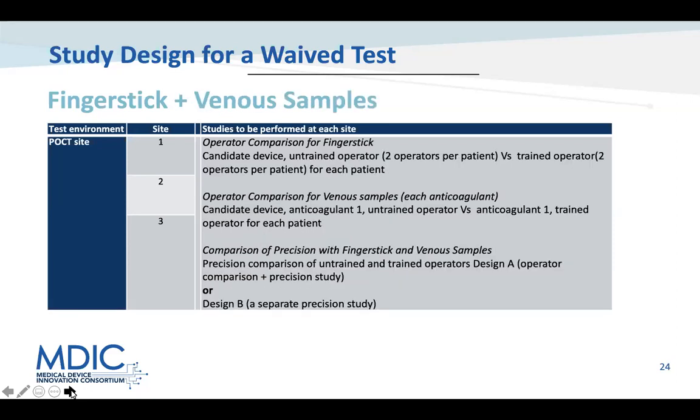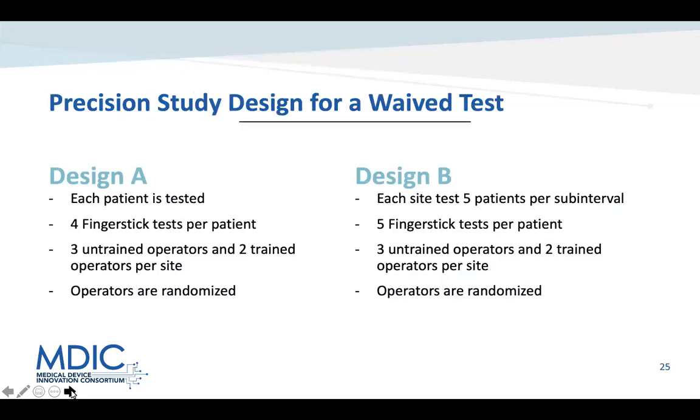This is a similar design for fingerstick and the venous samples. You do the operator comparison for both the fingerstick sample as well as a venous sample. Then you also do a comparison of the precision with the fingerstick and venous samples by the 2 methods we described, method A and method B. We'll talk about that a little bit later as well. If you go to the next slide.